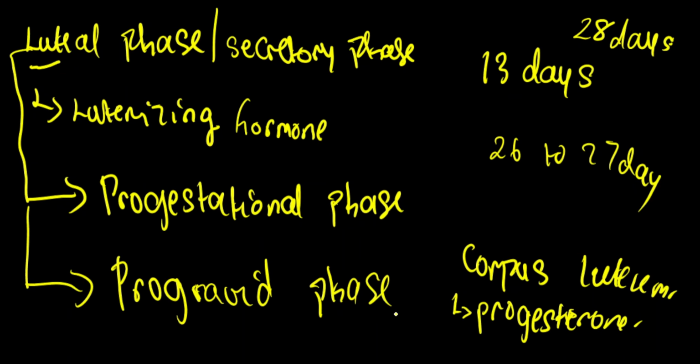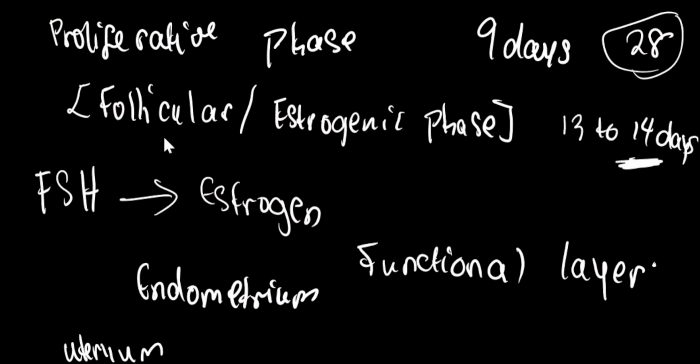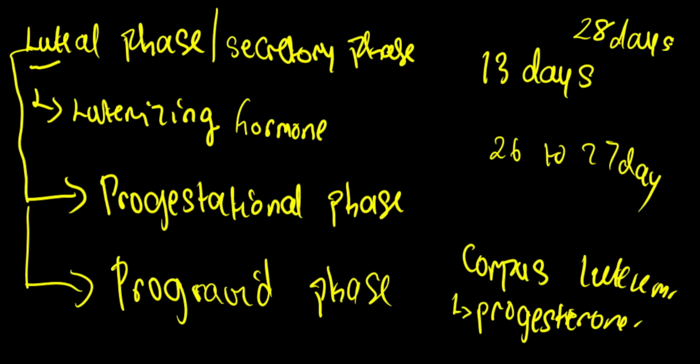Why exactly is it called the secretory phase? Remember when we were discussing the proliferative phase, we said that the mucous membrane or the mucous epithelium of the endometrium develops. So it proliferates, but it doesn't secrete. Now in the secretory phase, this mucous membrane and the epithelial glands of the endometrium begin to secrete under the influence of the progesterone.